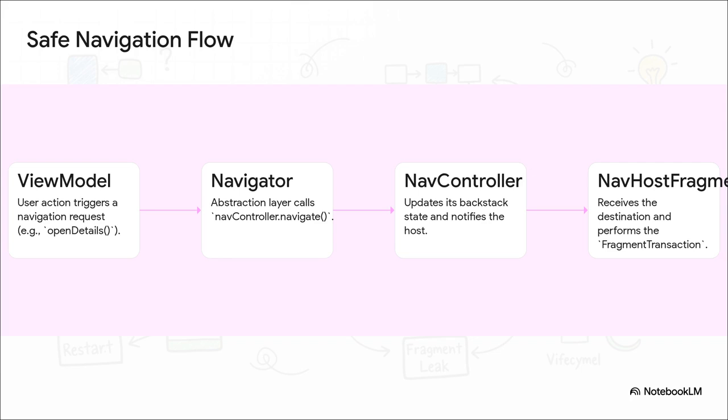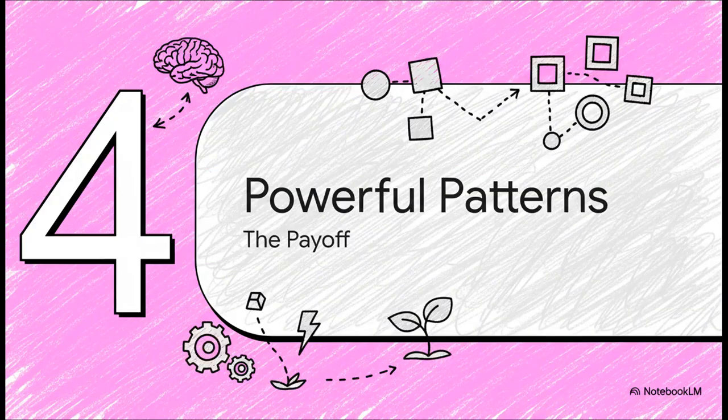The critical thing to see here is that the fragment instance is never exposed back to the view model. It's a clean, one-way flow of information. Okay, so we've established it's memory safe, which is huge. But what's the real payoff? What other powerful modern patterns does this architecture unlock for us?